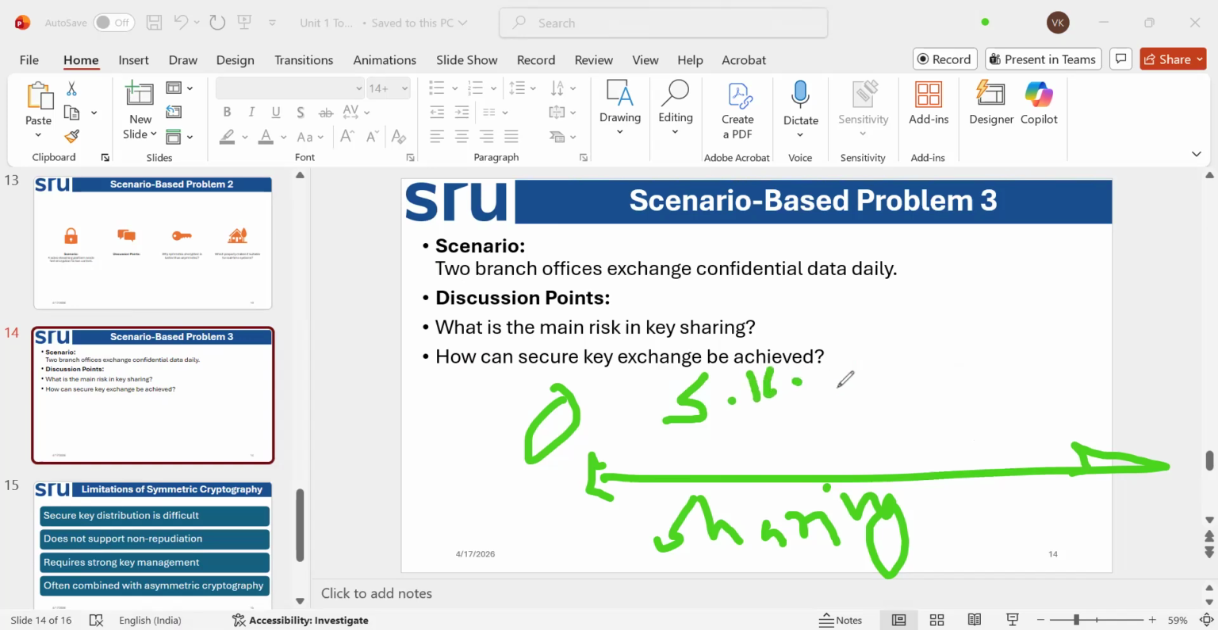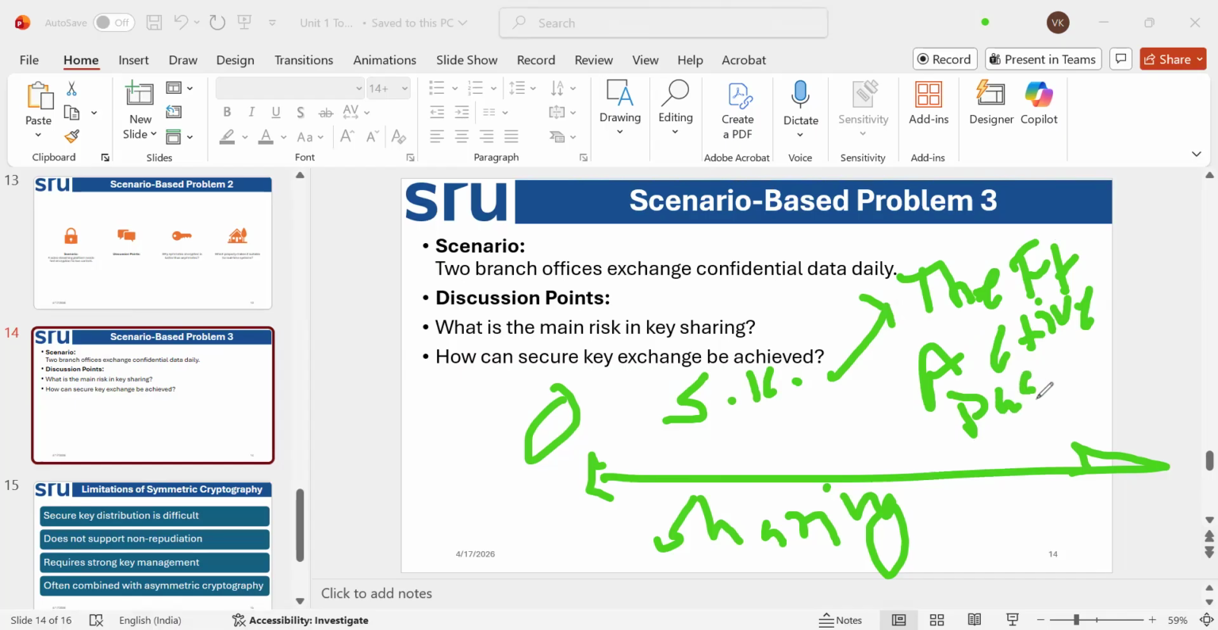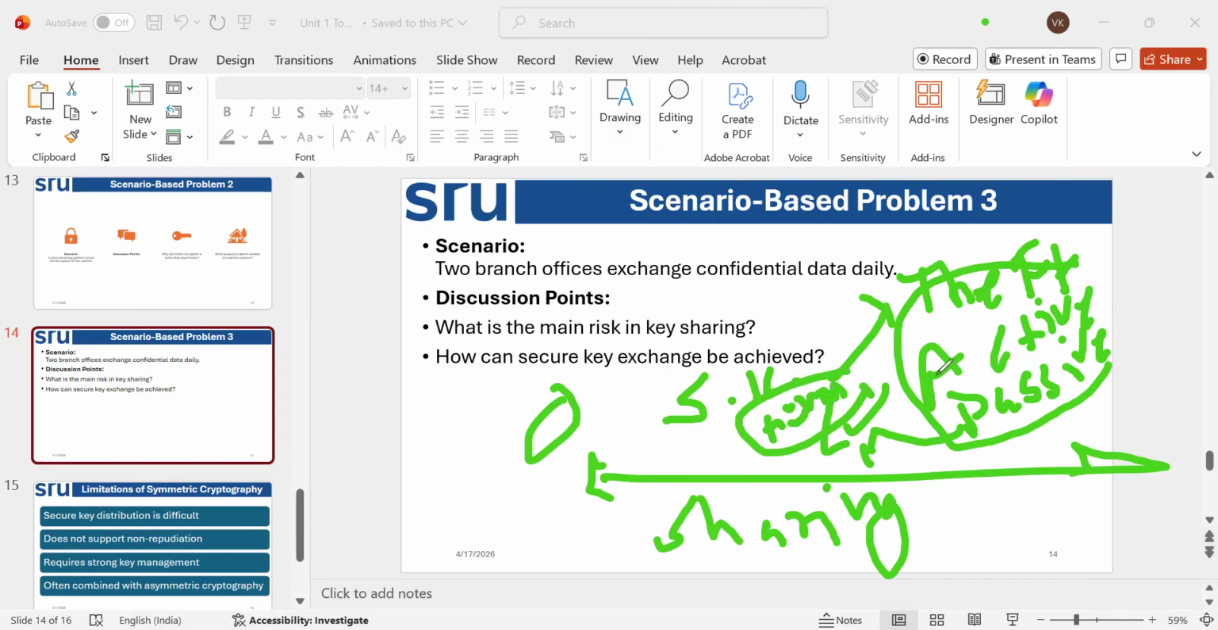If this same key is stolen by active or passive attackers, a passive attacker can just watch, while active attackers can do harm. So there is a problem with this kind of scenario. What do we have to do then? We should not share the key. That is one thing.